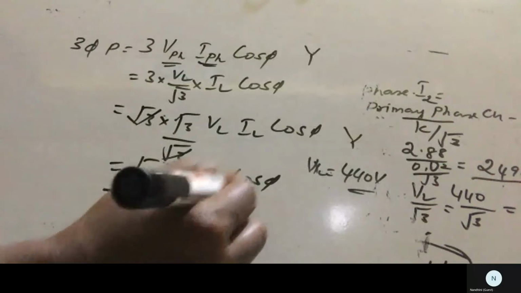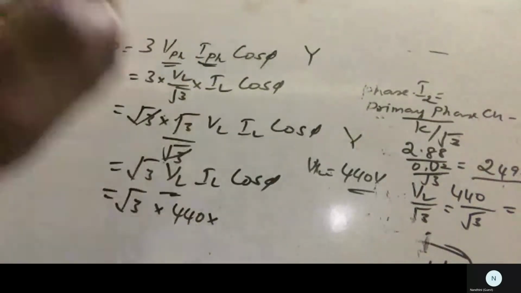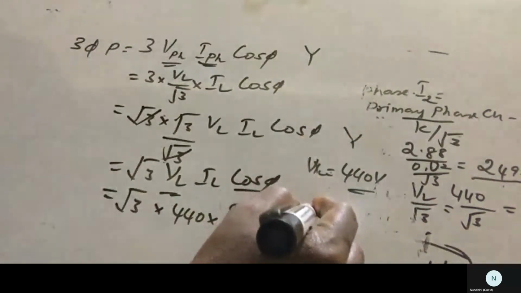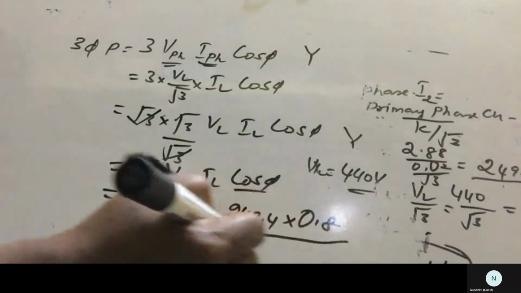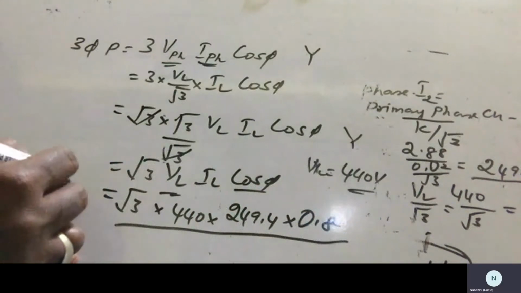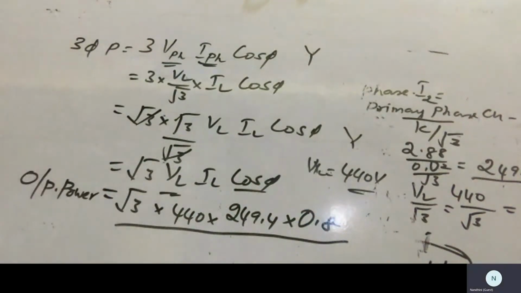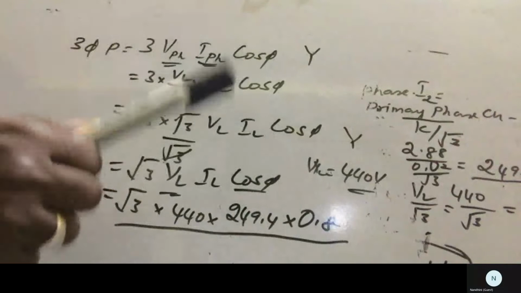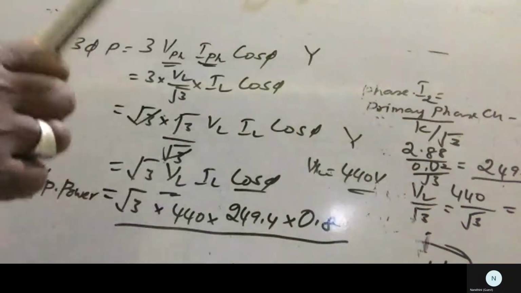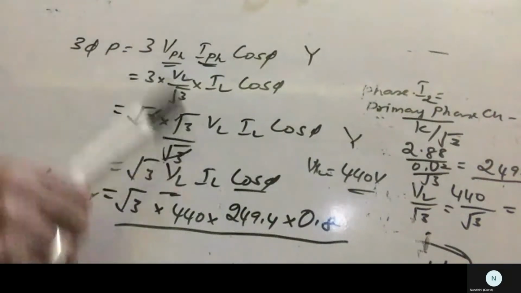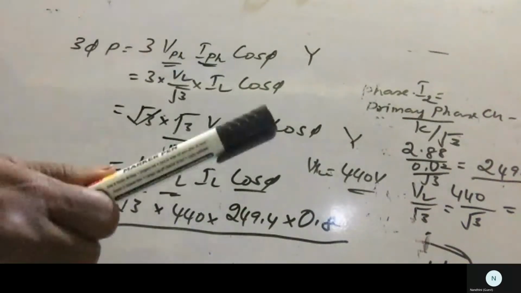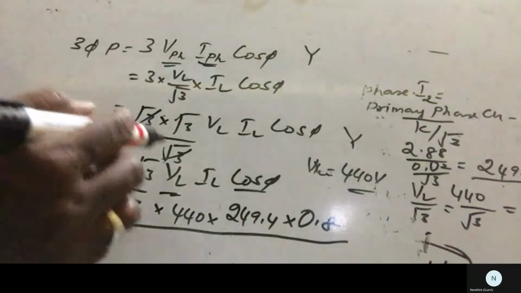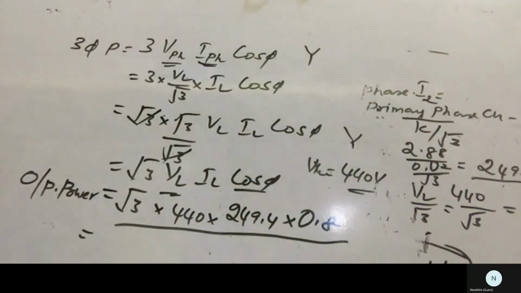Correct? And the current we calculated, the phase current, is equal to the line current, 249.4, into cos phi. How much is given? 0.8. Nandhini? Yes ma'am. They have given it correctly: a balanced load at 0.8 power factor lagging on the secondary side. The secondary side is star connection, so the line voltage is given. The phase current we calculated should be equal to the line current. So output power equals 3 V phase I phase cos phi or √3 VL IL cos phi, either in star or in delta.